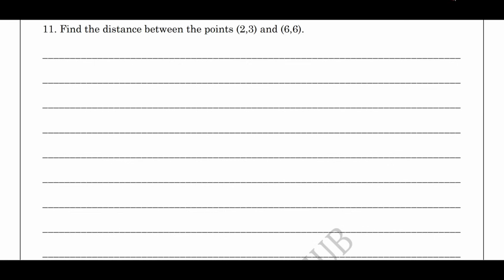Next question, finding the distance between the 2 points. First learn the formula. Distance D equals square root. Repeat with me. Distance D equals square root of x2 minus x1 whole square plus y2 minus y1 whole square. So distance D equals square root of x2 minus x1 whole square plus y2 minus y1 whole square.